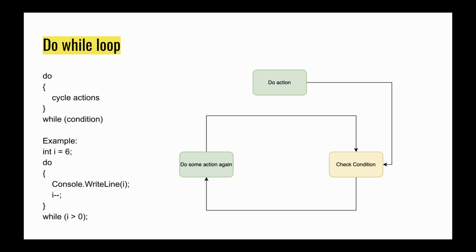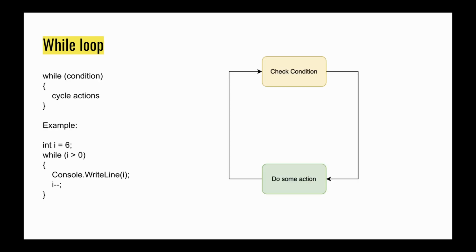But it is important to note that the do loop guarantees at least one execution of actions, even if the condition in the while statement is not true. That is, we can write code like this. Although our variable I is less than 0, the loop will still execute once.